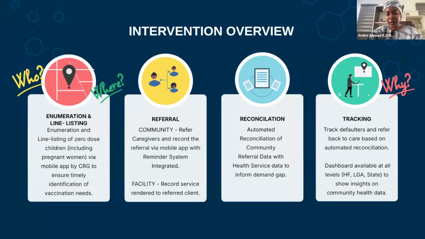We call it MCH Track. It's built on CHT. They use that to go to households within their settlements, line list pregnant women and children, and then counsel and refer them to health facilities, recording the referral using the application. And once the referred caregiver goes to the health facility, the person in charge or health worker, sometimes we use record officers, records the service rendered. And with that, automatic reconciliation happens. So we have reconciliation of the community data with the health facility data.